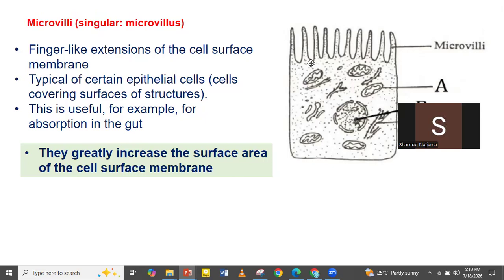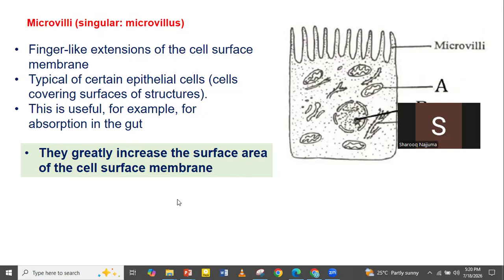Because if materials are to be absorbed into this cell, maybe by diffusion or active transport, these microvilli are going to provide a large surface area, because all over these villi, materials are going to be absorbed. And that simply means that the process of absorption is going to be faster. It could be diffusion, it could be osmosis, it could be active transport. So that is what the microvilli do. Microvilli are extensions of the cell surface membrane, and they are mainly found in animal cells.